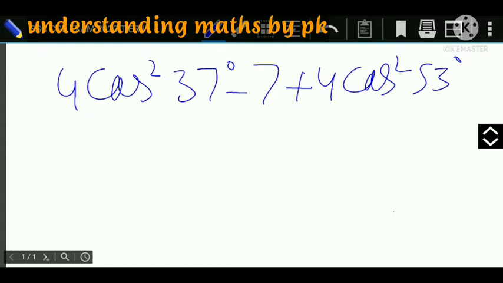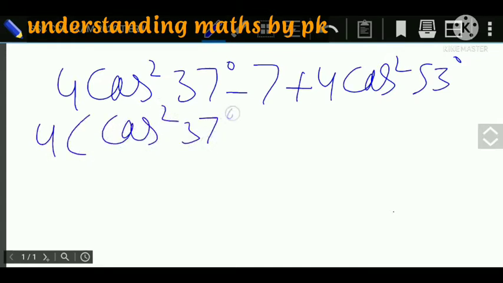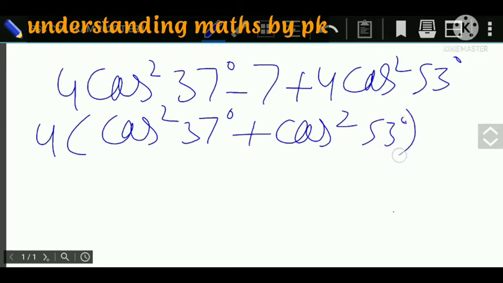I have taken here second part as 4 cos square 37 degree minus 7 plus 4 cos square 53 degree. Here I will take 4 as common. So this will be left as cos square 37 degree plus cos square 53 degree minus 7. I will take it out.